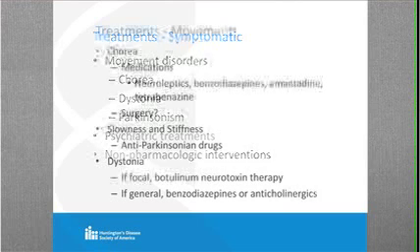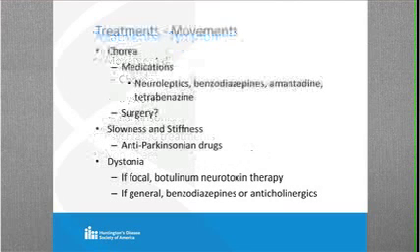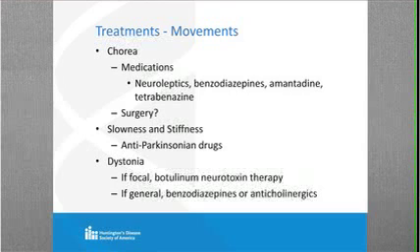In terms of the movements, obviously treating chorea with medications or surgery, the slowness and stiffness with anti-Parkinsonian drugs, and I've mentioned already that dystonia, if it's focal and painful or interferes with hygiene or dressing, you can do botulinum toxin therapy.